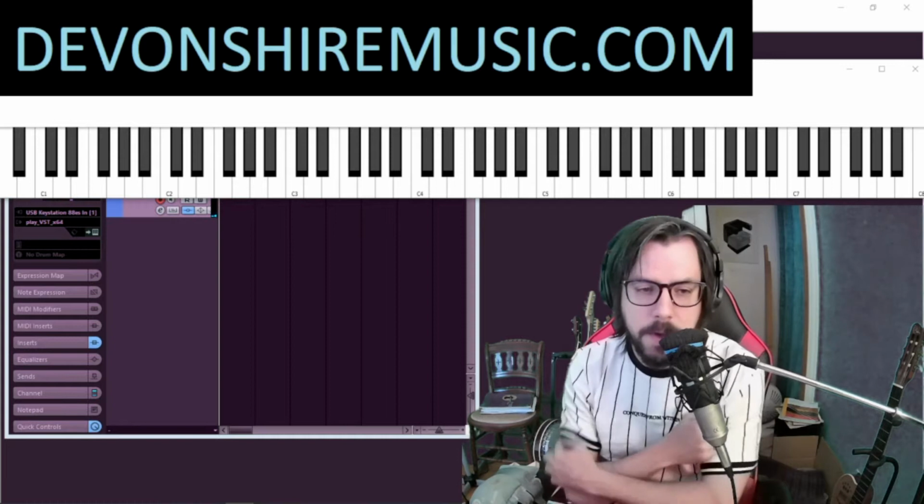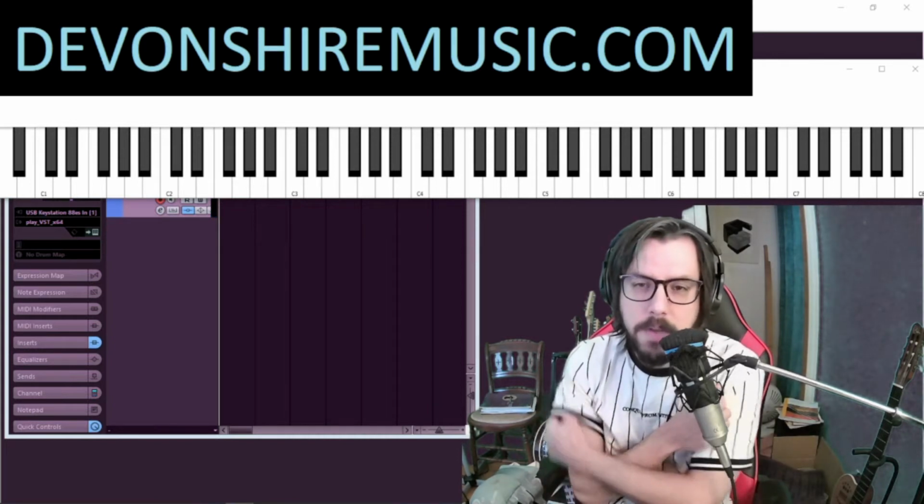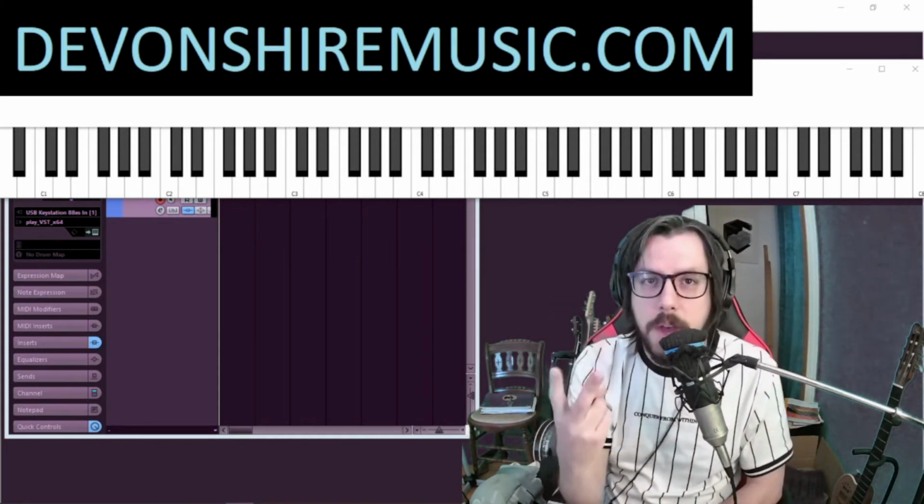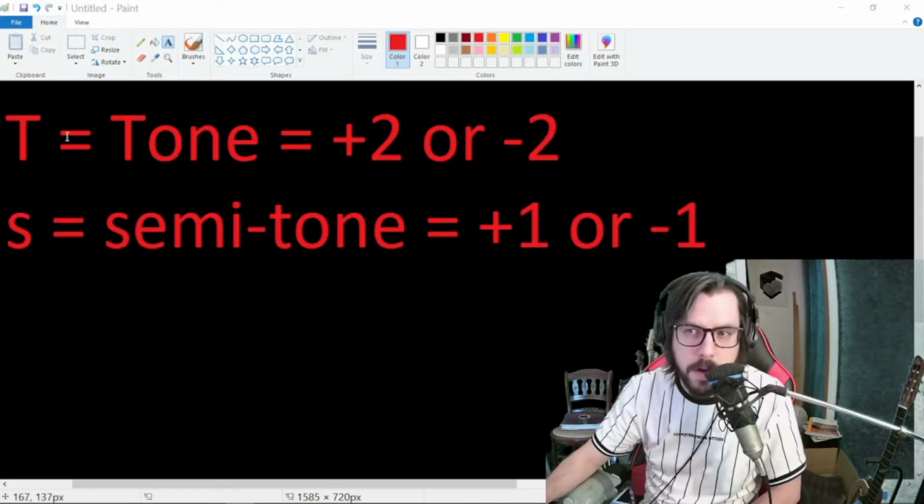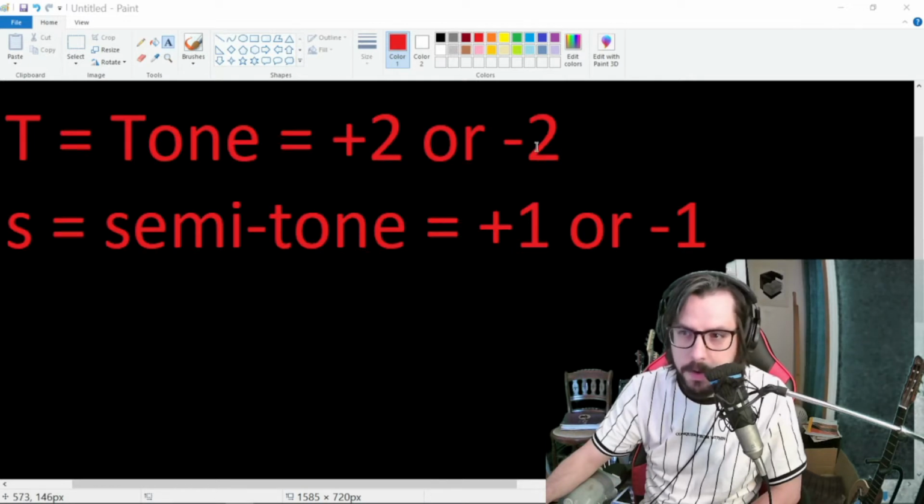Okay, so there's a semitone, and then if you have two semitones together, you have a full tone, or just a tone, I call it. As you can see here, T equals tone, which equals +2 or -2, and S equals semitone, which equals +1 or -1. That's why 2 semitones equals 1 tone. 1 semitone plus 2 tones minus 3 semitones is the secret of the universe.